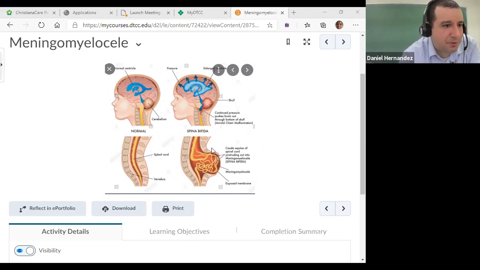This is an example of your spina bifida. There's an exposed membrane, so this is open dysraphism. If there's a closed dysraphism, you'd have continuation of the skin covering this defect. That's the difference between an open versus a closed dysraphism.